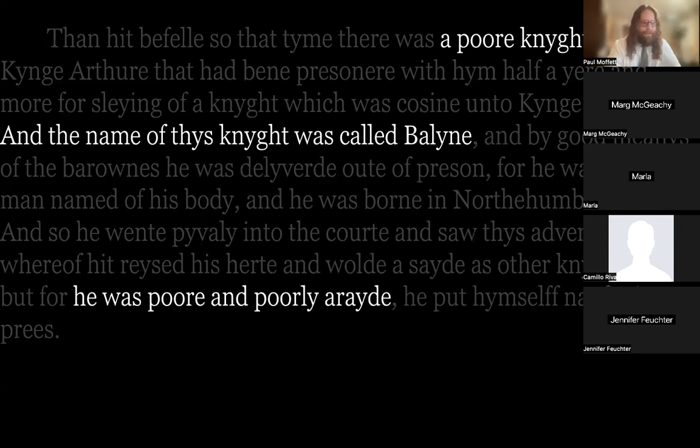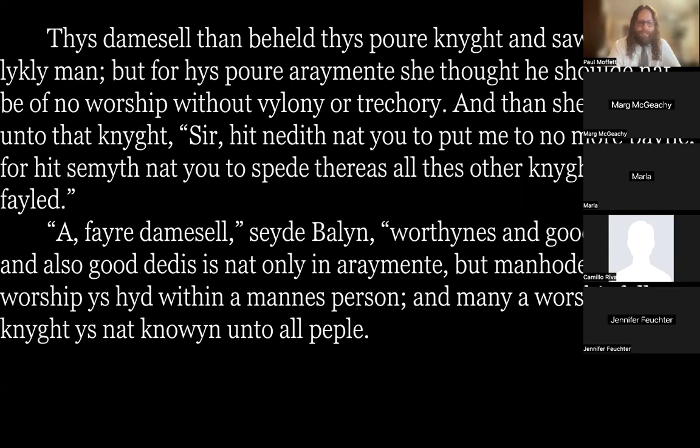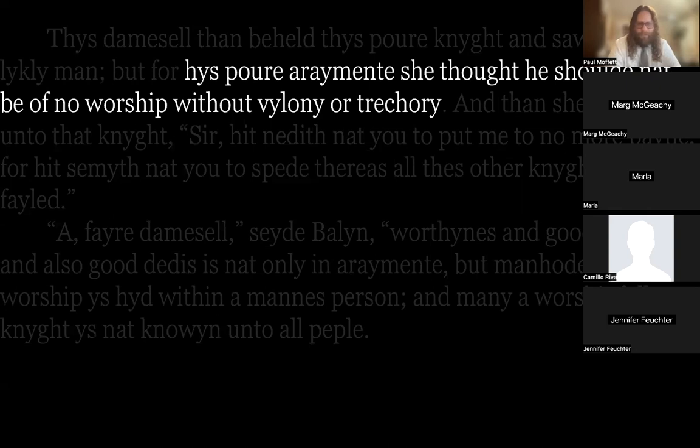And when the damsel comes, she says that only a knight of worship, who is worthy and without villainy or treachery, will be able to pull out the sword. And when she sees him, he says, "Let me try to pull out the sword." She looks at him, and because his clothes are ratty, his poor arraignment, she thinks he can't possibly be a knight of worship without villainy or treachery.